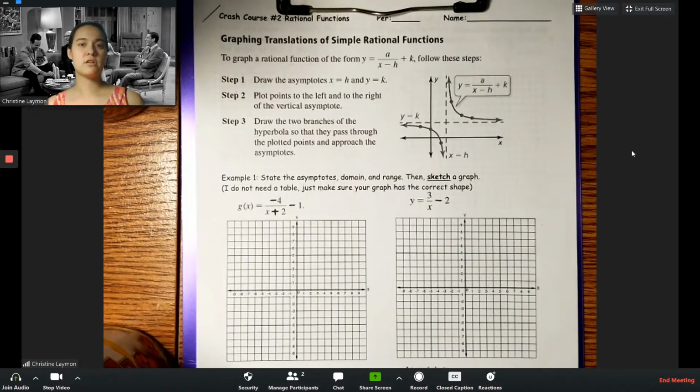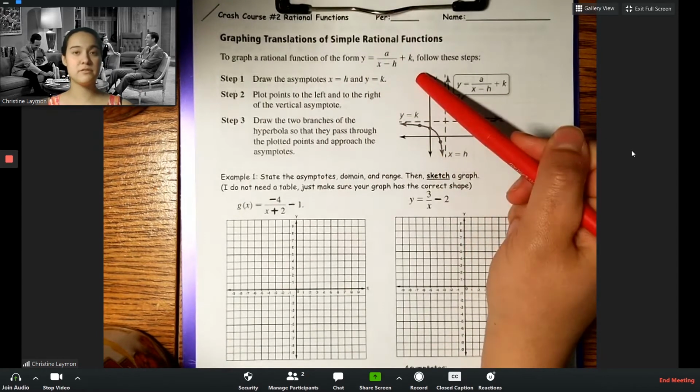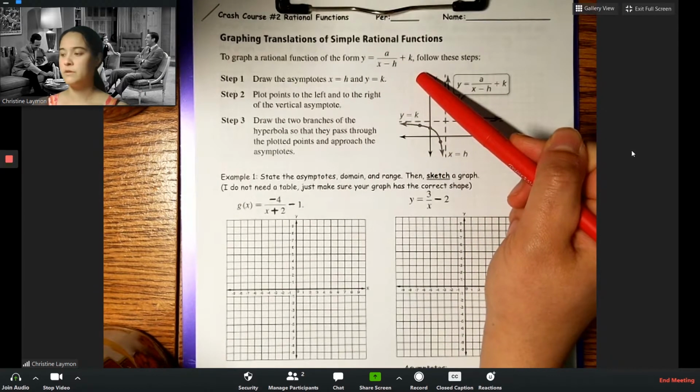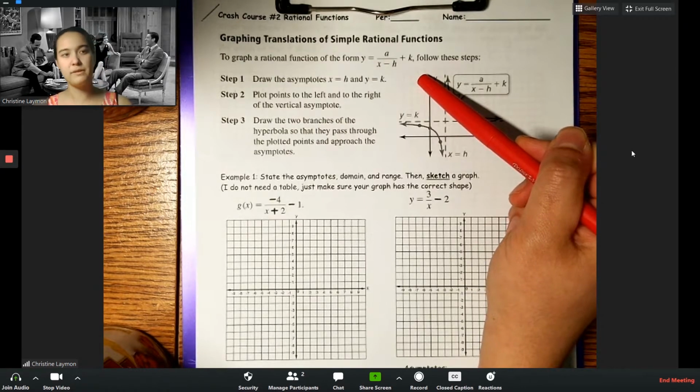So we're going to start talking about rational functions. Rational functions can be formed when you basically have a polynomial divided by a polynomial. What you see up top here is the general form, and this is for simple rational functions, where the top part is basically just a number. We'll get into more complex polynomials on the next page.